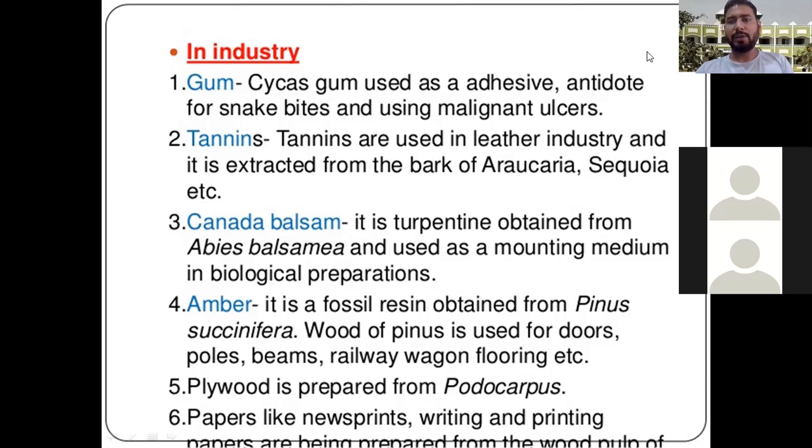Now next, tannins. What is tannin? Before tannins, you have to know one phenomenon that is called tanning. What is tanning? If you have seen sheep, in the sheep we generally obtain leather, not hair, leather. Basically, we cultivate sheep to obtain wool or leather.